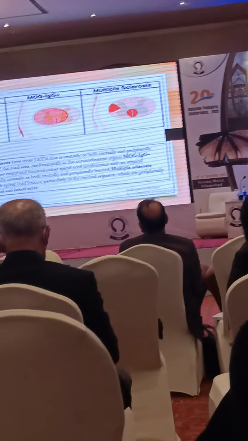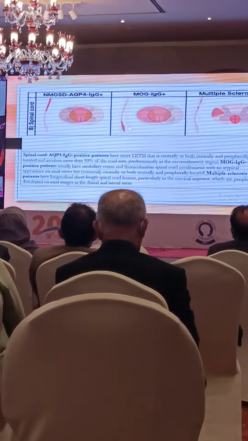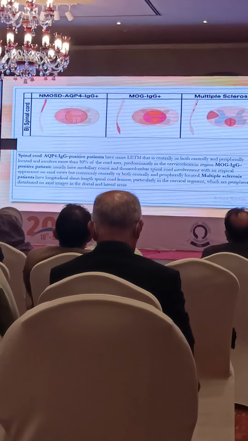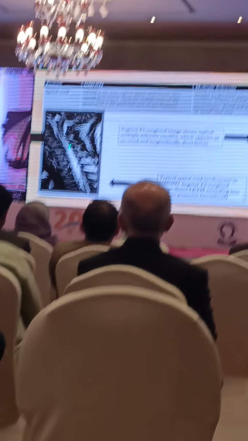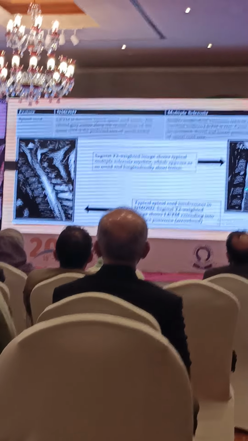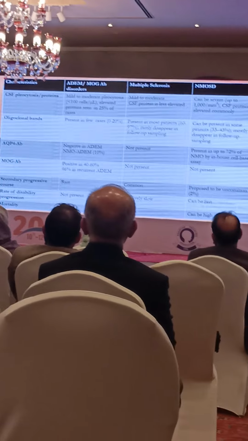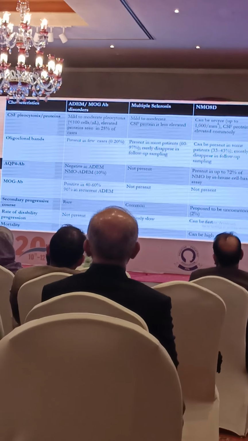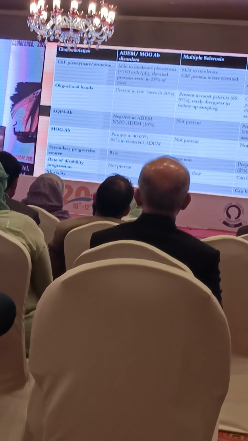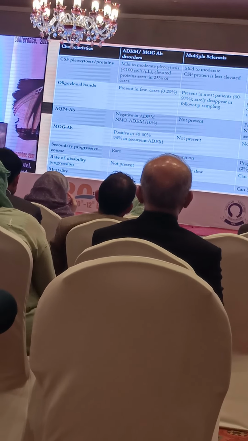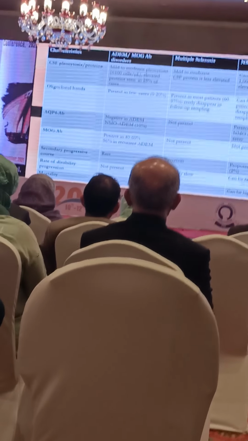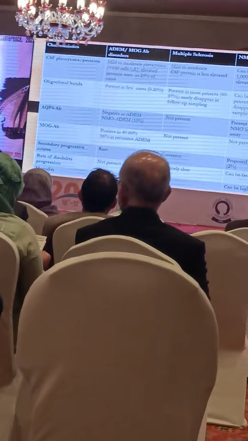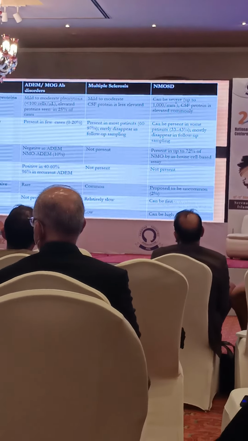While in MOG antibody associated disorder, there is involvement of the conus medullaris, and in MS, there is short segment involvement of the spinal cord. This is the extensive myelitis of NMO spectrum disorder and short segment involvement in MS. And usually, in MOG antibody associated disorder, we can appreciate serum MOG antibodies, in MS oligoclonal bands, and in NMO spectrum, usually aquaporin-4 antibodies. And NMO spectrum disorder is more severe among all these.